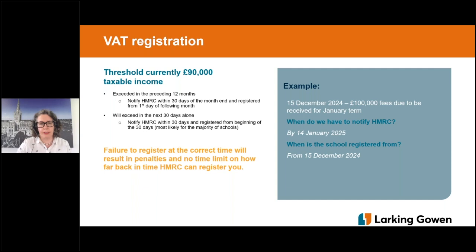You then need to notify HMRC within 30 days of that month end, and you're registered from the first day of the following month. Now, more likely, I think, for most schools that we speak to, you'll be registering on the look forward test. So that's when you will exceed in the next 30 days alone. So you notify HMRC within 30 days, and then you're registered from the beginning of the 30 days, i.e. when you had that expectation that you would breach the £90,000.